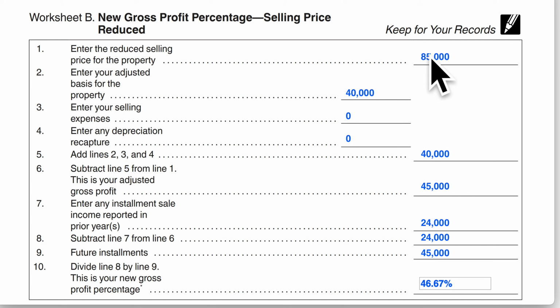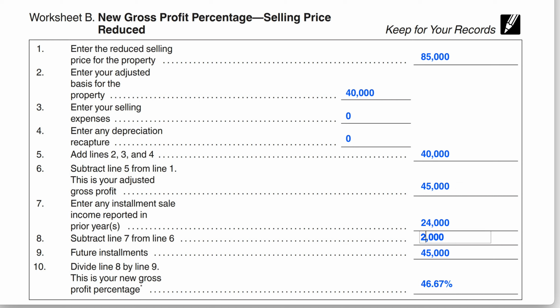So now we entered the reduced selling price, $85,000. We entered the same basis, $40,000, no expenses, no depreciation recapture. So we get $40,000 back over here on the right. We subtract the $40,000 from the $85,000 and we get $45,000. That is the new adjusted gross profit. Since we reported $24,000 in profit from the 2021 and 2022 tax years, that's what we list in line 7.